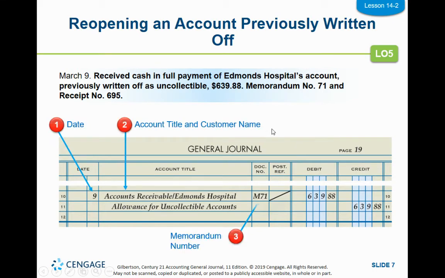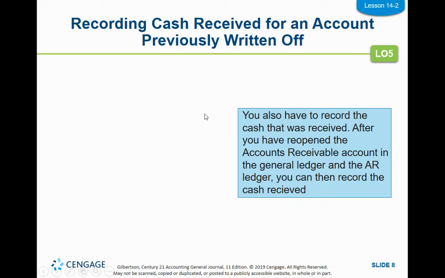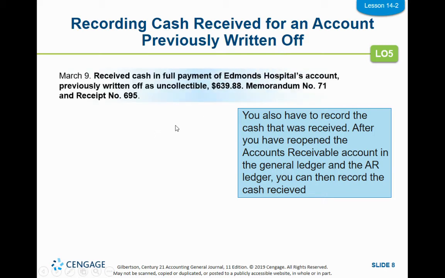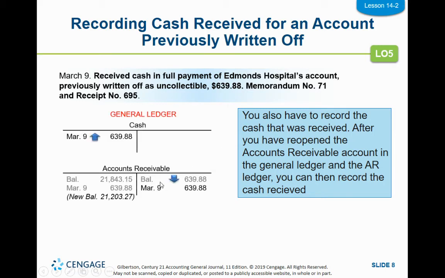So your date, your debit, your credits, and the amounts. Then you have to do the transaction for recording the payment. So the first transaction that we just went over is basically reopening those accounts receivables accounts. Now we're going to do the transaction of receiving the money. So we have to record the debit to cash and the credit to accounts receivable.